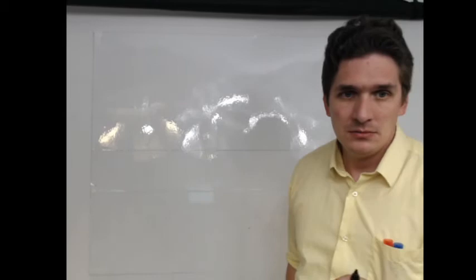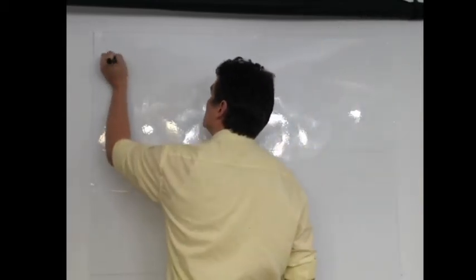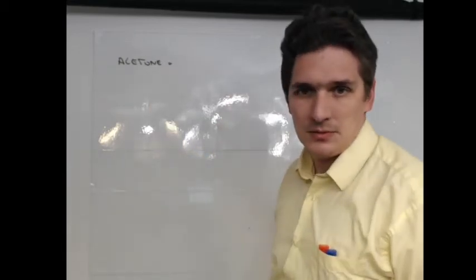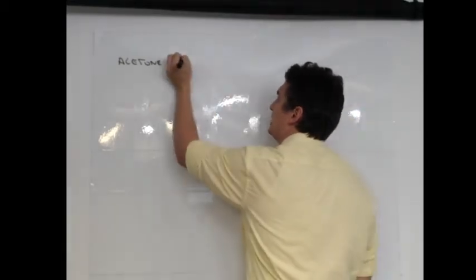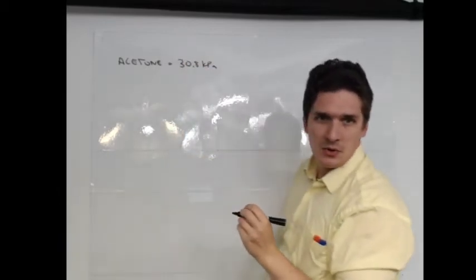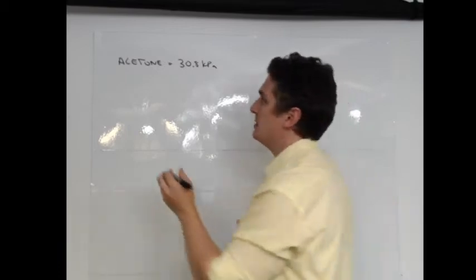So for acetone, the vapor pressure is 30.8 kPa. And the other component here is ethanol.